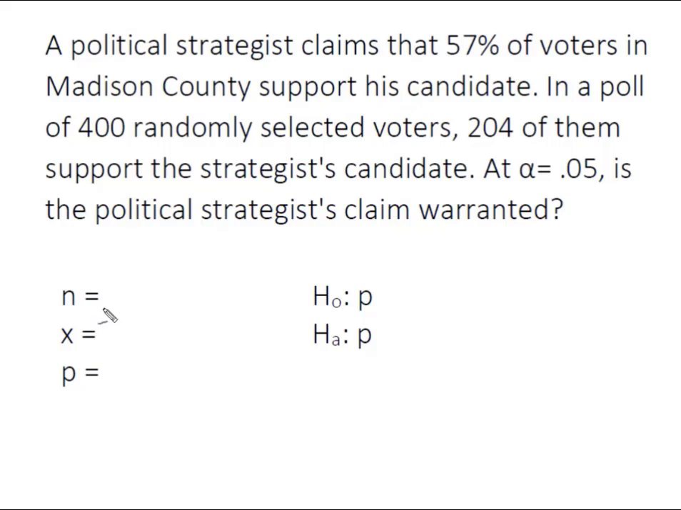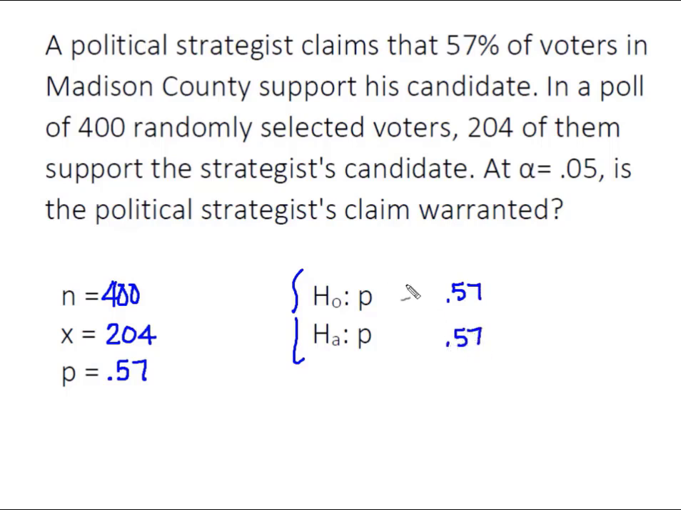So we had an n, or a sample size, of 400, and out of those 400, 204 of them supported this candidate. So that's our value of x. And the presumed or claimed value of the population proportion is 57%. So now we can come over here and set up our H0 and HA. The claimed or believed value of the population proportion is 57%.